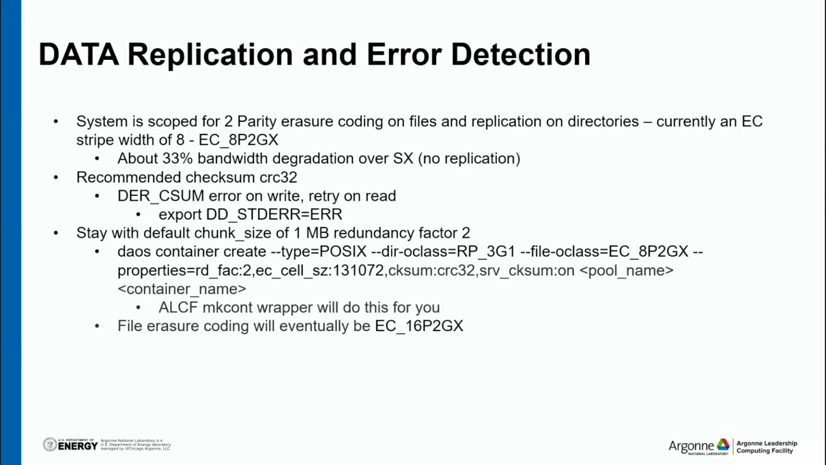Eventually there's a mkcont wrapper that does all this for you, but it's not currently updated to the latest of how we want people to run. Once that is done, you won't have to specify all this yourself. You can just use the wrapper. And eventually, it doesn't work on our current version of DAOS, but you'll be able to run at EC_16P2GX, which means you'll have much less overhead from the erasure coding.